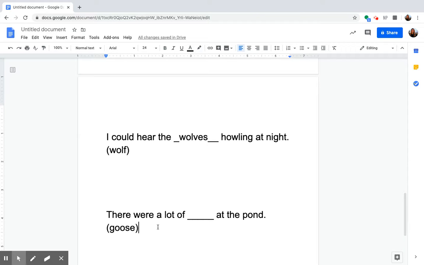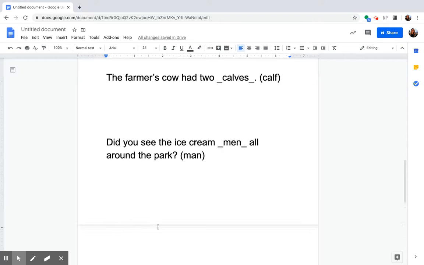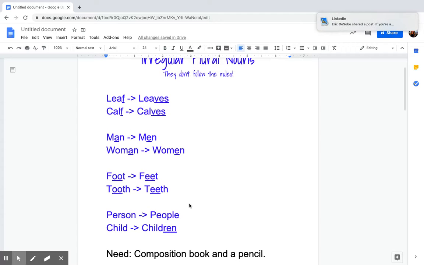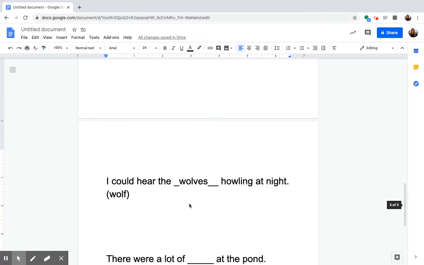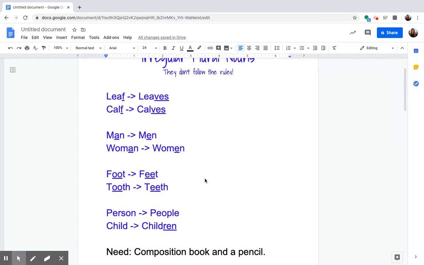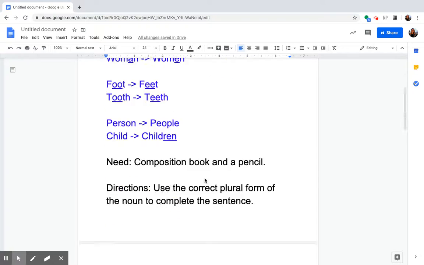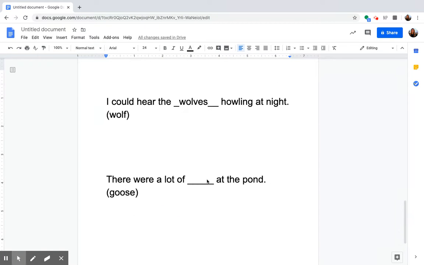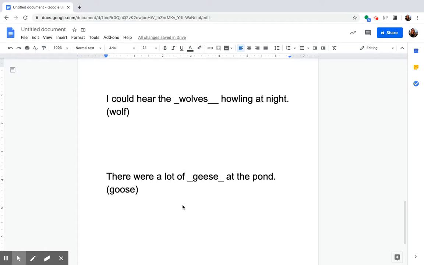Next example says, there were a lot of blank at the pond. Well, we didn't see goose in our cheat sheet either, but just like wolves, we did see something that could follow the same rule. Goose has two O's in it. What does that mean for its plural? What do you think we do? Yeah, you're right. We're going to go ahead and change those two O's to two E's. And we have geese. We changed goose to geese.